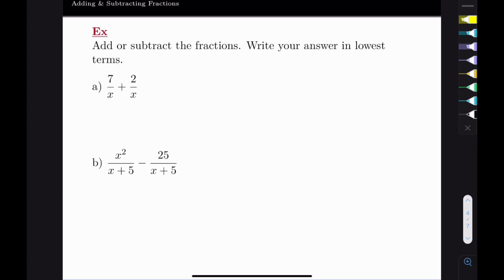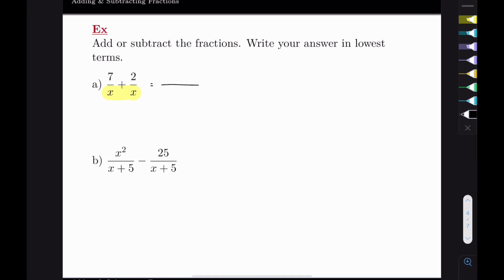So really, we're just going to try a ton of examples. We want to add or subtract the fractions that are given to us, and we want to write our answer in the lowest terms. So if we can simplify, we have to simplify. These first two, we're going to start somewhat nice. The very first problem, we have 7 over x plus 2 over x. Since they do have the same denominator, we can go ahead and just add these in a single fraction. So we put them over x, we just add the two numerators together. It leaves us with 9 in the top, x in the bottom.